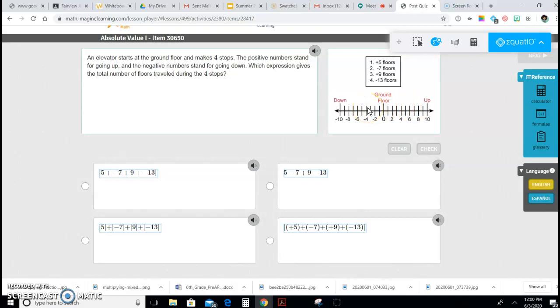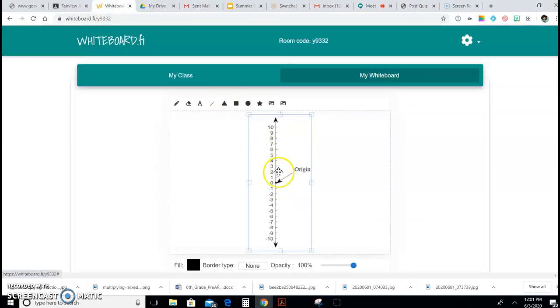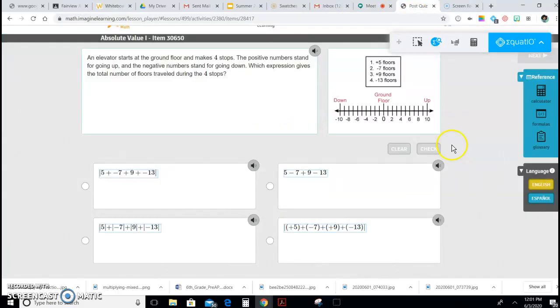With that being said, remember that distance is actually the same as absolute value. We care about the distance from 0. How can we figure out how much was the total distance that we traveled? So whether or not we went up or down, how much did we travel if we added all of those things together? Remember that distance is the same as absolute value, which is the distance from 0, and distance is always positive. So I know for sure this answer will not work.